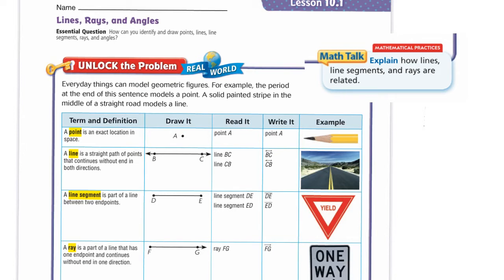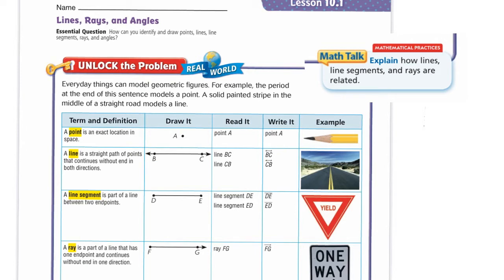Our next vocabulary term is a line, which is a straight path of points that continues without end in both directions. To draw a line on paper, you would draw the line with two arrows on both ends. So the arrows are really important. And you would label it line BC, or you could read it as line CB. You could go the opposite way. And this is how you would write it.